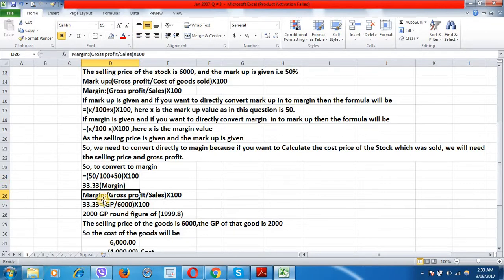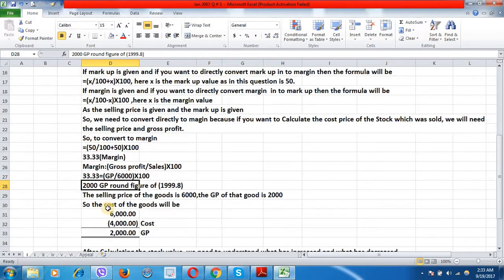After getting the margin percentage, we will be using this formula. Margin equals gross profit divided by sales into 100. Margin is 33.33. The selling price of the goods is 6,000, and we will find the gross profit. After calculating, we will get the gross profit as 1999.8. If you round it up, the gross profit will be 2,000.